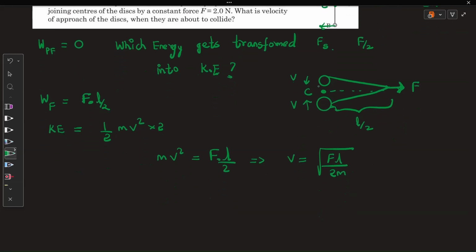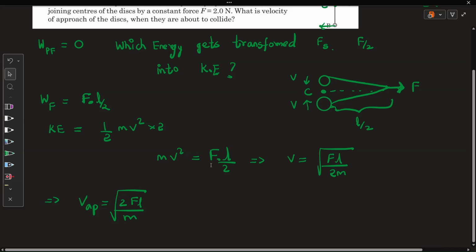Now the velocity of approach is just twice of it, because velocity of approach means keeping one body at rest, with what velocity the other body is approaching. So it is twice of it. So the velocity of approach is under root 2FL/m.